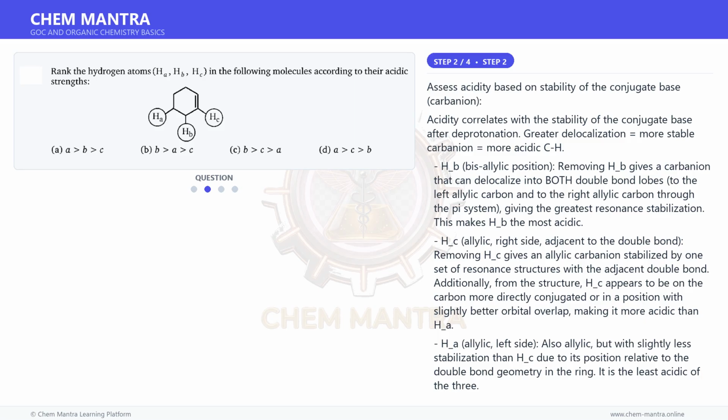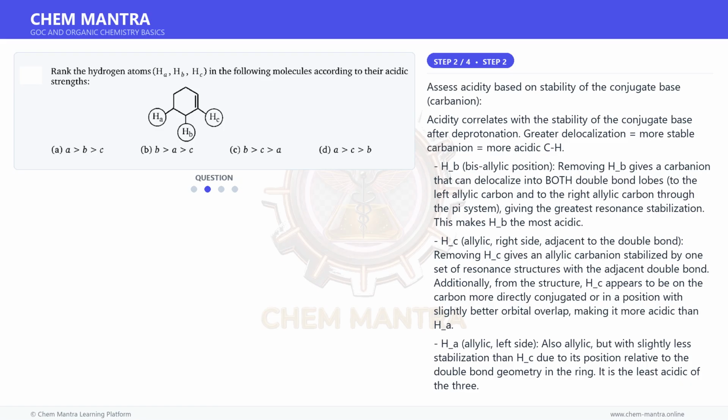Assess acidity based on stability of the conjugate base, carbanion. Acidity correlates with the stability of the conjugate base after deprotonation. Greater delocalization equals a more stable carbanion, which equals a more acidic C-H. H_B, bisallylic position: removing H_B gives a carbanion that can delocalize into both double bond lobes, to the left allylic carbon and to the right allylic carbon through the pi system, giving the greatest resonance stabilization. This makes H_B the most acidic.